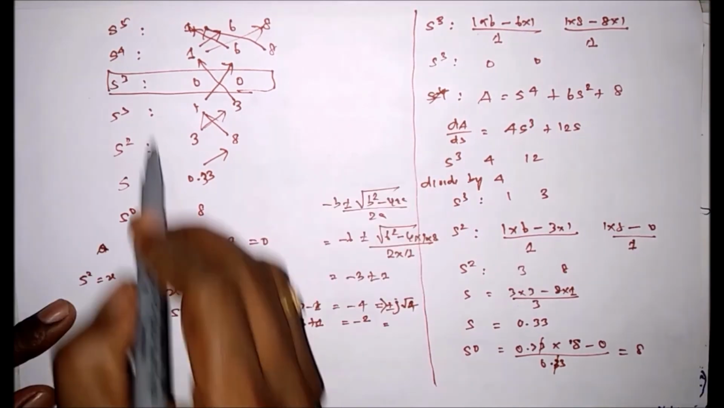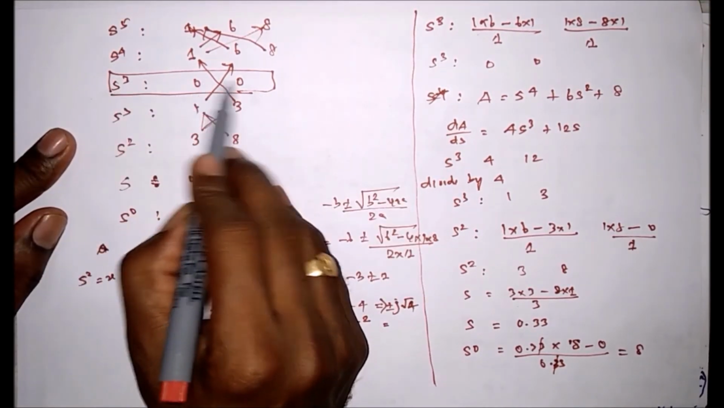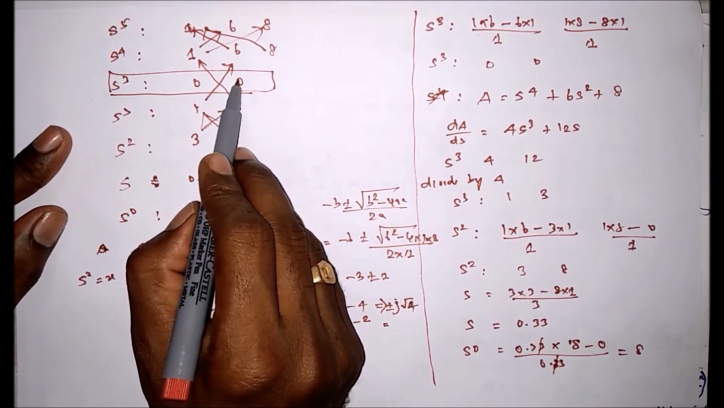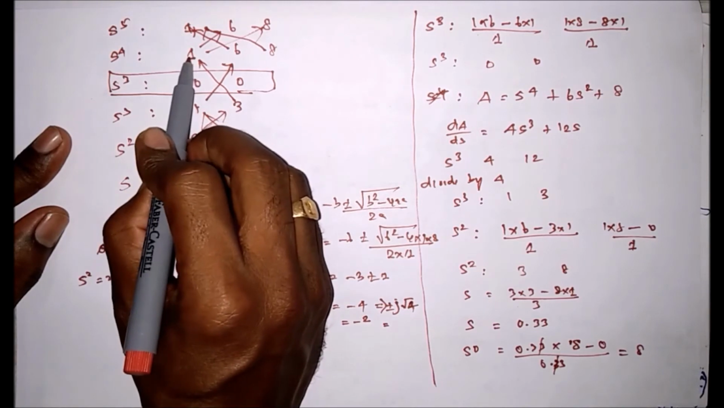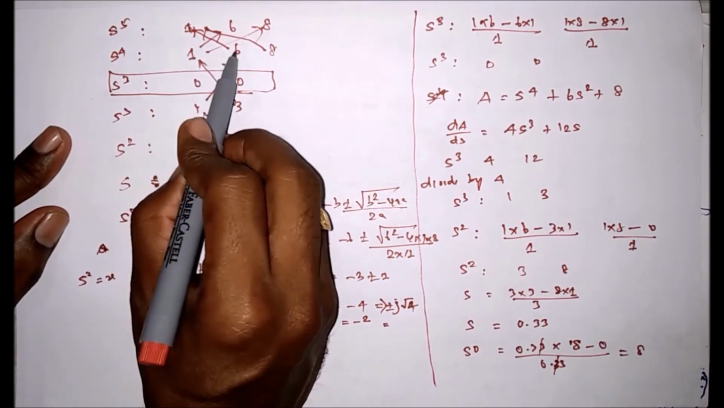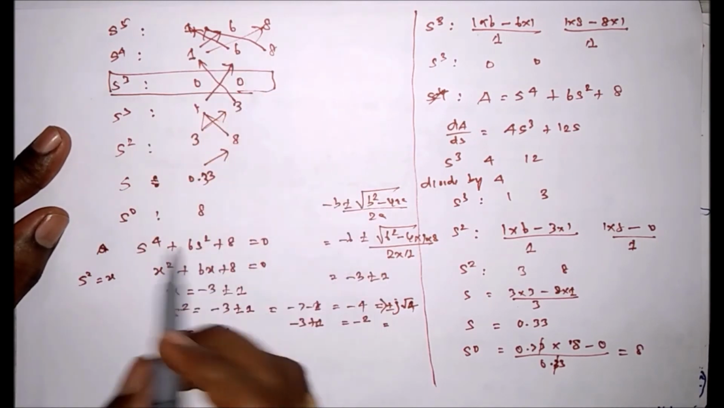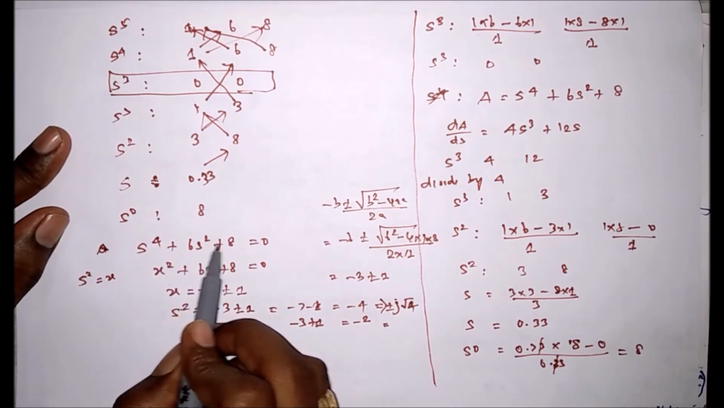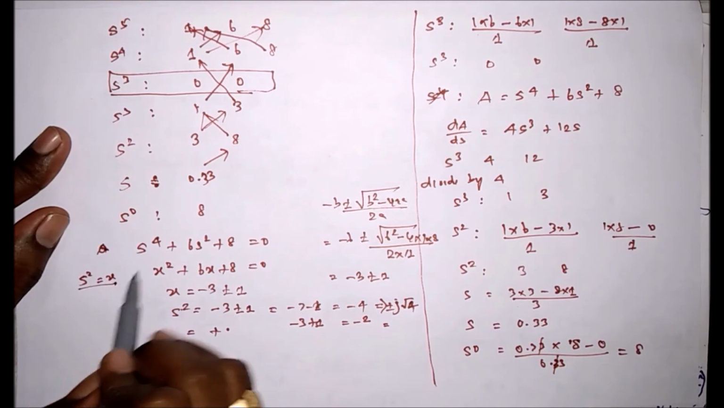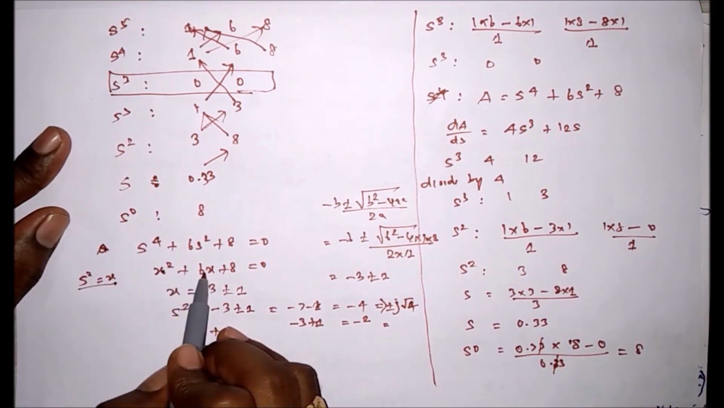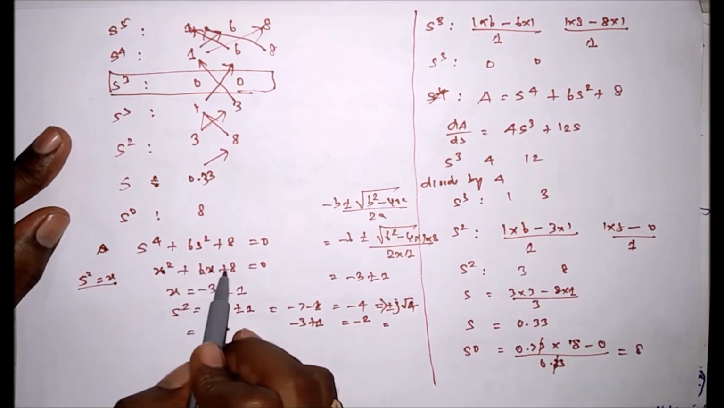Now suppose in a row all values are 0, so we have to take its previous equation as an auxiliary equation. Its actual equation is s power 4 plus 6 s square plus 8, equal to 0. So now we can consider s square equal to x. It will become x square plus 6x plus 8.